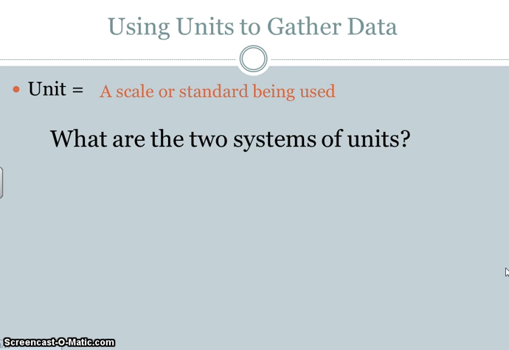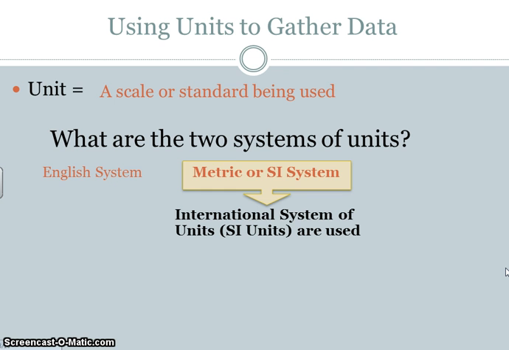So there's two common systems of units. Right, there's the English unit and there's the metric or SI unit. It's already bolded, screaming out at you. In chemistry, we will use the metric or SI unit. SI just means the International System of Units, right? Just like the metric.